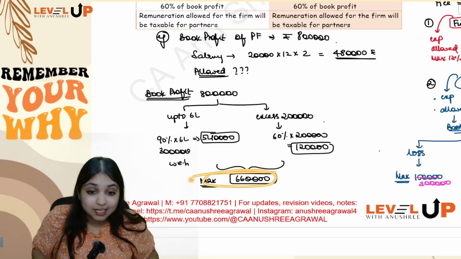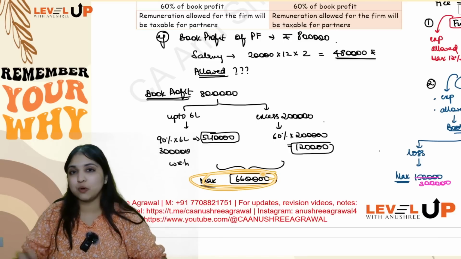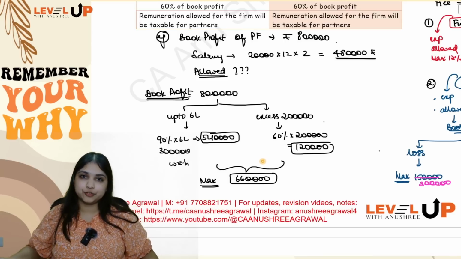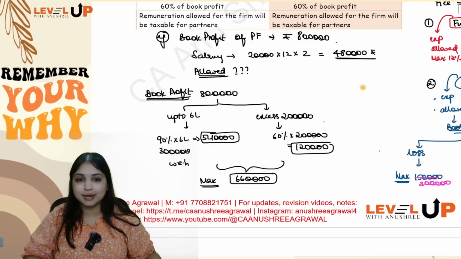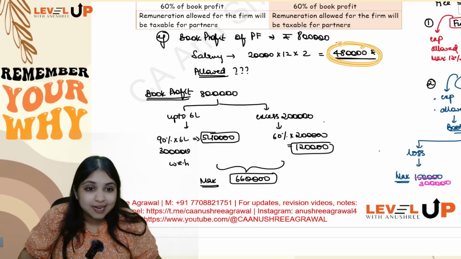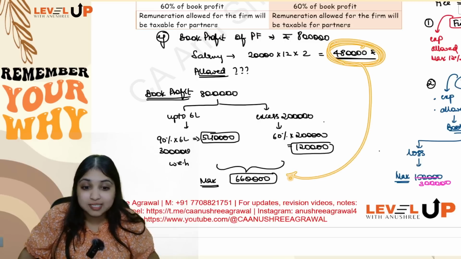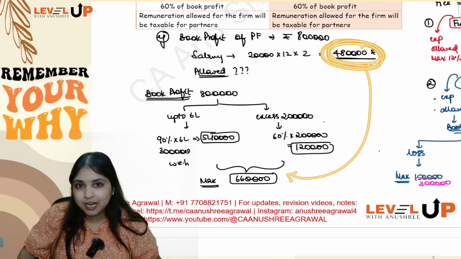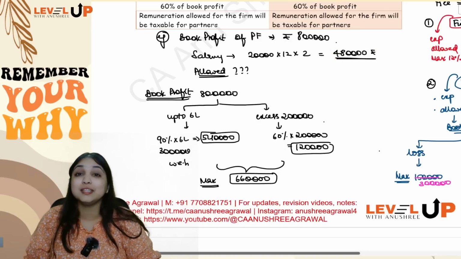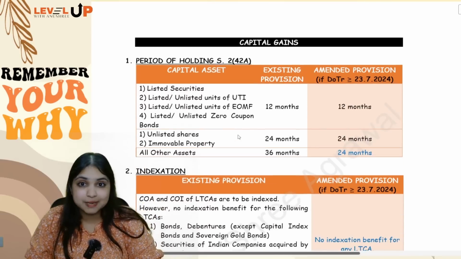So what you are calculating over here is a maximum allowable working partner salary. And remember, whatever is allowed for the firm, that only will be taxed for the partner. So in my example, how much are you allowing for the firm? 4 lakh 80 is what you're allowing for the firm because it is within the limit. So whatever you're allowing for the firm, this only will be taxable for the partners. Okay. So with this, we're done with our PGBP amendments also.